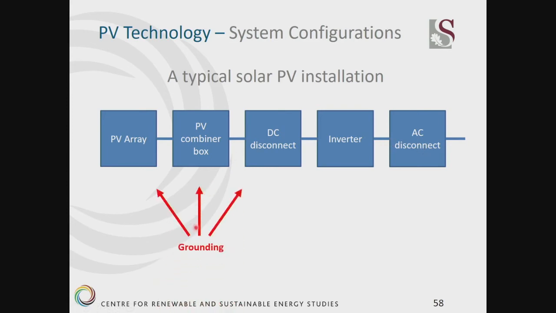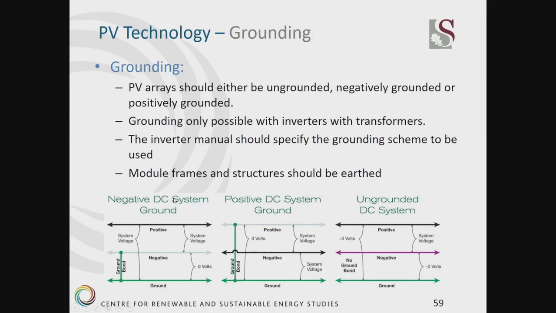Grounding and earthing is very important, and we need to make sure that on the DC side we also do proper earthing and grounding. So grounding can be done in different ways, and the PV array should either be ungrounded, negatively grounded, or positively grounded. Grounding is only possible with inverters that use transformers. The inverter manual should specify the grounding scheme to be used. So it's important to read through the manual when you do an installation and make sure that you use the correct way of grounding. Otherwise, you might compromise the working of instrumentation, or it might not work at all.